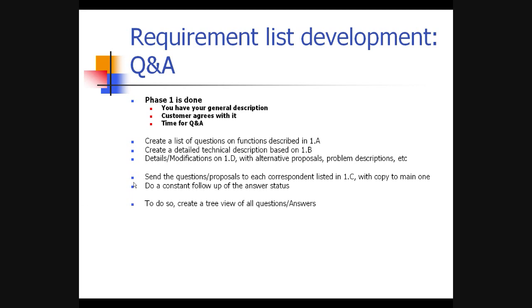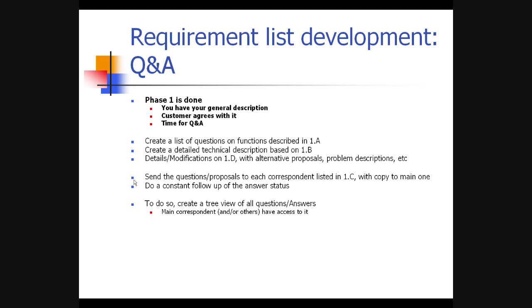So to do this follow-up of the answer status and of the whole process, a very good way to work is to create a tree view of all questions and answers. The main correspondent at least will have access to it, you too of course, and possibly the other correspondents too, to see what's going on in the other parts of the company. It creates a dynamic. They see that other people are answering, so things are going further along. That's something you have to discuss with your main correspondent, who is allowed to have access to the whole thing.